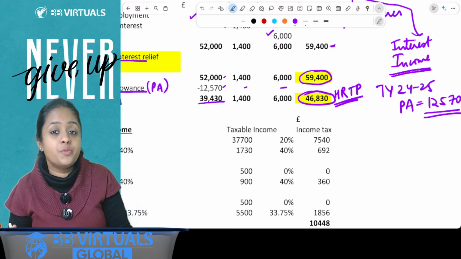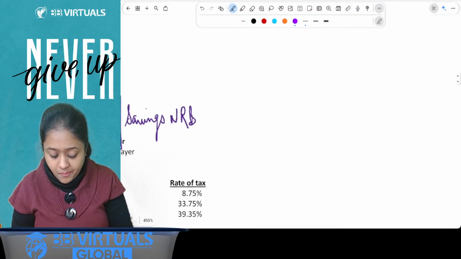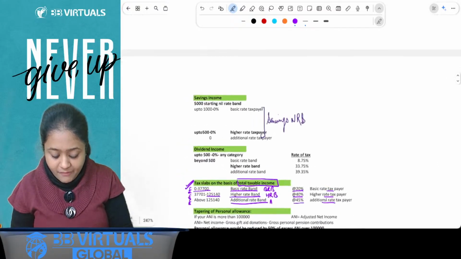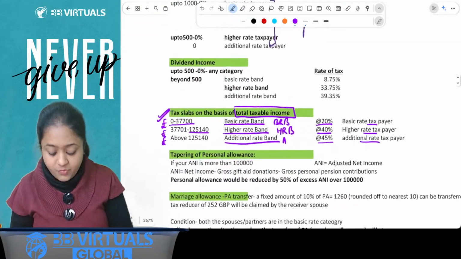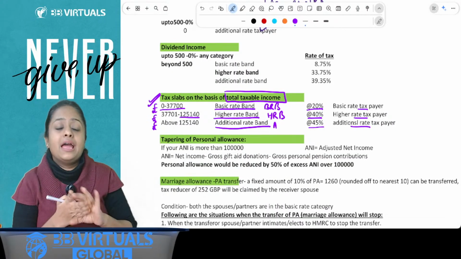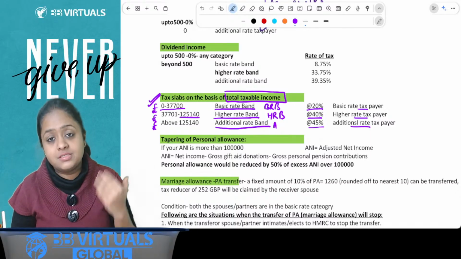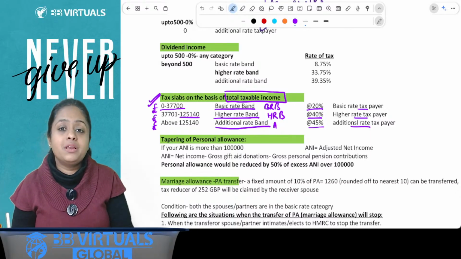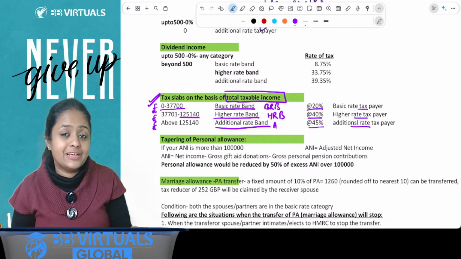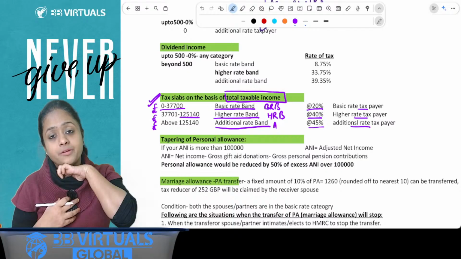Clear till this point? So now we have understood about the rate bands, and about the tax rates 20, 40, 45. Based on the highest rate band that the taxpayer goes into, he would be categorized as a basic rate taxpayer, a higher rate taxpayer or an additional rate taxpayer. Clear?